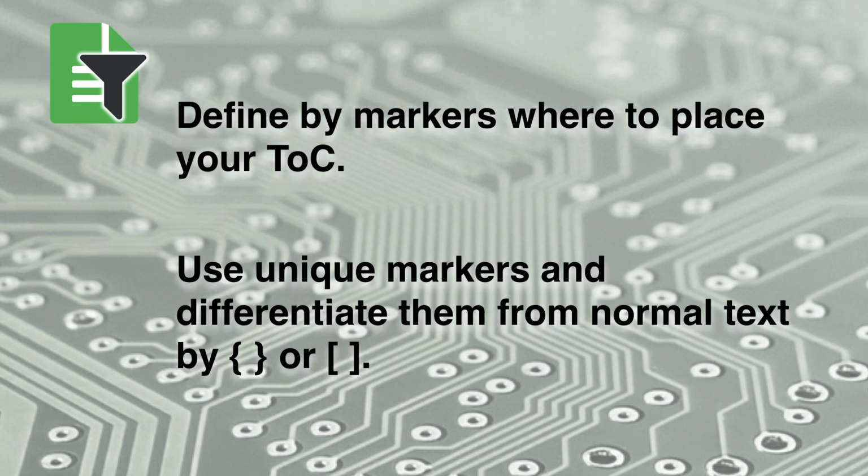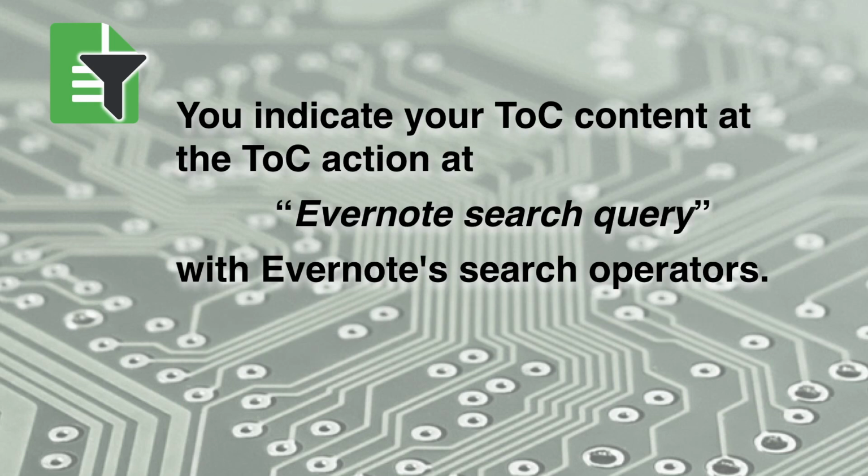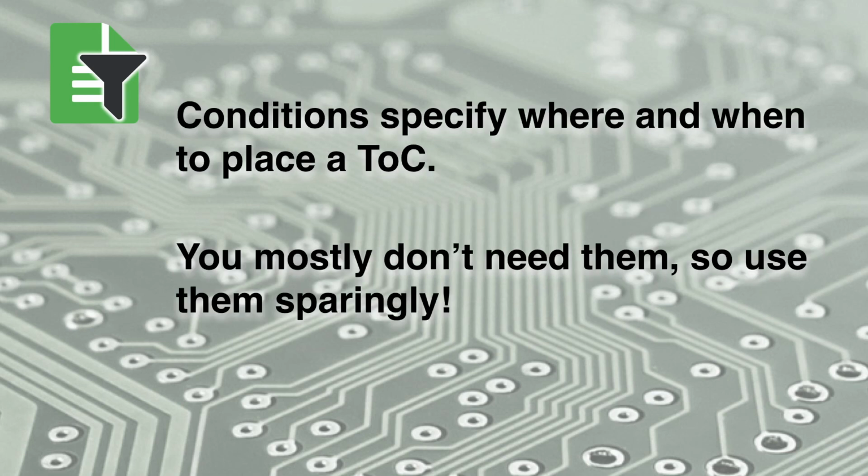Markers define where to place a TUC inside a note, and they should be unique. To differentiate them from normal text, use box or curly brackets. You indicate your TUC content at the TUC action by Evernote search query with the Evernote search operators. And finally, you mostly don't need any conditions, use them sparingly if you have to.